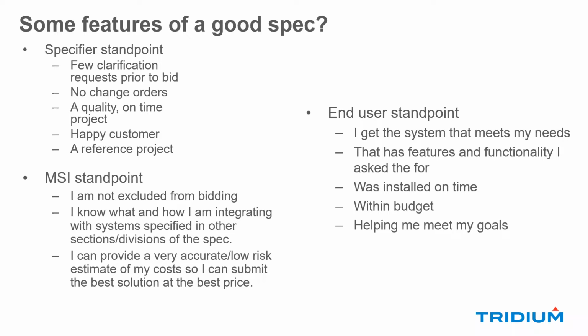So what are some features of a good spec? Just from a specifier standpoint, fewer clarification requests prior to bid, right? You don't want a lot of requests for information, a lot of questions and confusion out there. You want to minimize change orders, frankly. You want to make sure that the original bid covers everything and there's not a lot of need for change orders unless it's a true change in design.